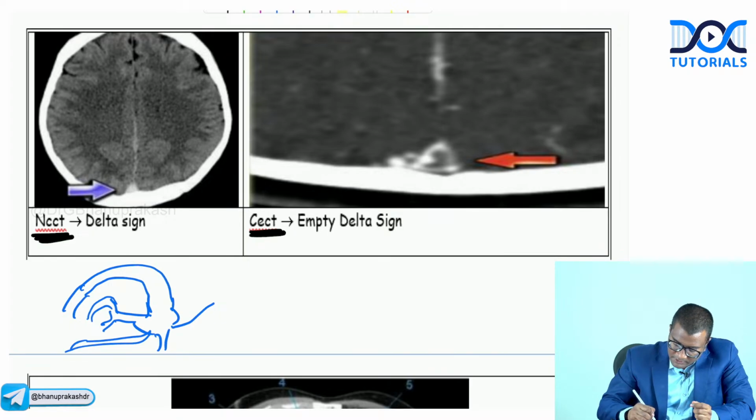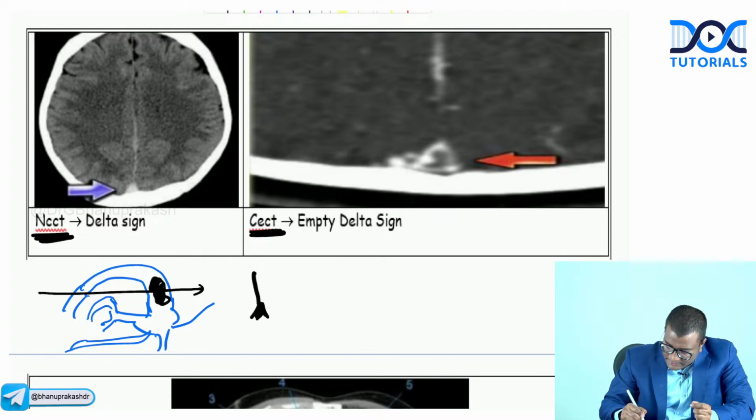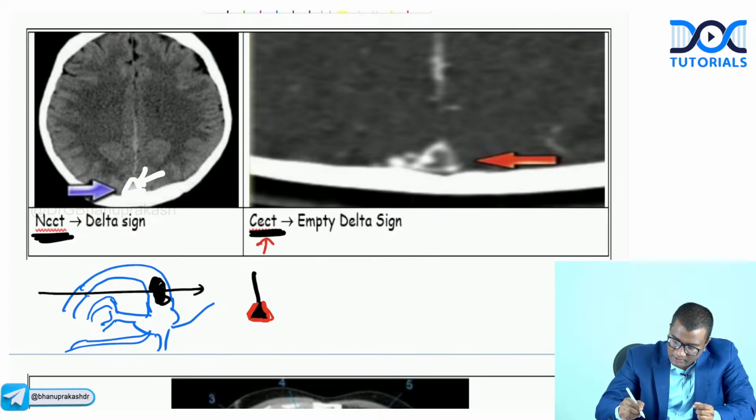If I have a thrombus in the superior sagittal sinus and I take a section, on the posterior part there will be a more hyperdense area in the posterior part of the falx. So that is called a delta sign. The delta sign is this hyperdense area that you are seeing in the posterior part. But if I give contrast, the contrast will go around it. So if I do a CECT, I will see that the contrast is going around this area of thrombus. This is called the empty delta sign.